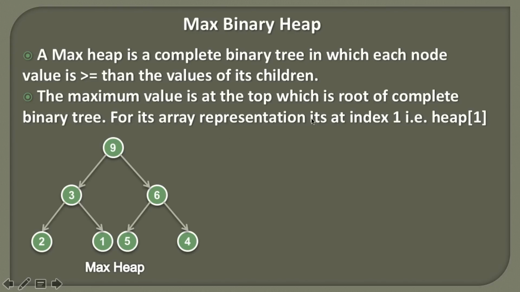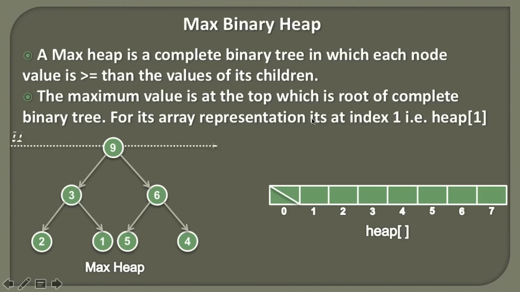And if we look into its array representation, we also discussed how we place these values inside this heap array. So we simply put these values level by level from left to right. So here you can see in this heap array, if we return the value at index 1, we'll always get the maximum value of this heap.